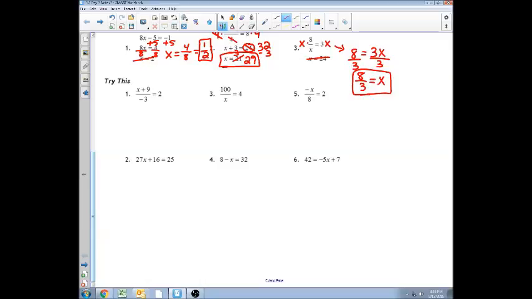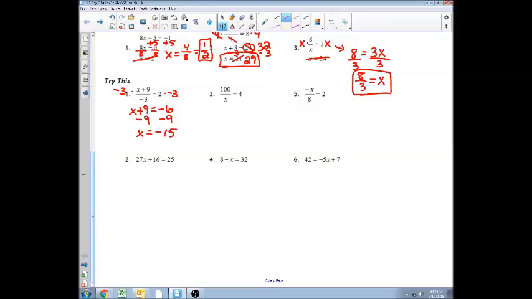All right, for number 1, I have -3 in the denominator. I need to get that denominator away from my variable. So the first thing I'm going to do is multiply by the -3. That would leave me with x plus 9 is equal to -6. Now I'm adding 9 to my variable, so the opposite of that would be subtracting 9. X would equal -6 minus 9, which would be -15.